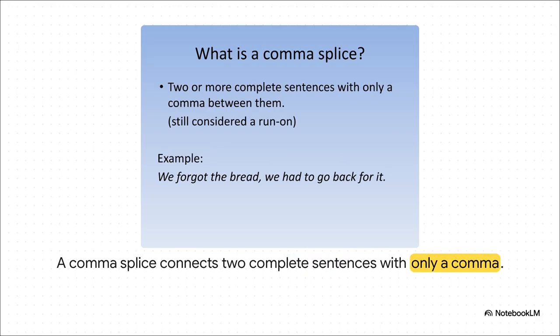And now let's talk about its sneaky cousin, the comma splice. A lot of people think this is correct, but it's really just another type of run-on. It's when you try to stick 2 full sentences together with only a comma. We forgot the bread, we had to go back for it. A comma just isn't strong enough for that job. It's like trying to connect 2 buildings with a piece of string. It's just not going to work.